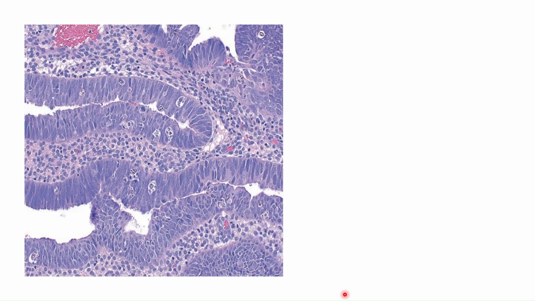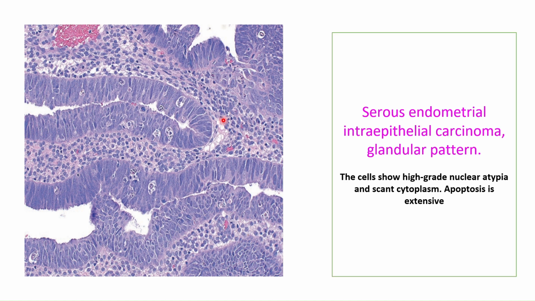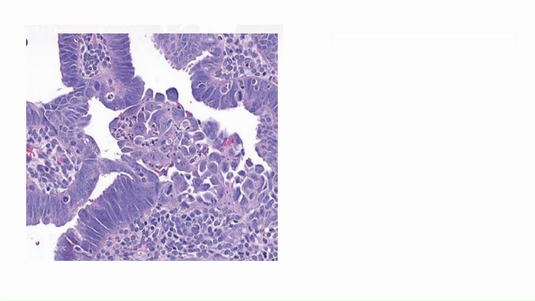So here in this section, we can see gland enlargement and highly atypical cells, or marked atypia of cells in the form of hyperchromasia, pleomorphism, columnar appearance and prominent apoptotic bodies seen in this gland. So here, highly atypia with scant cytoplasm.